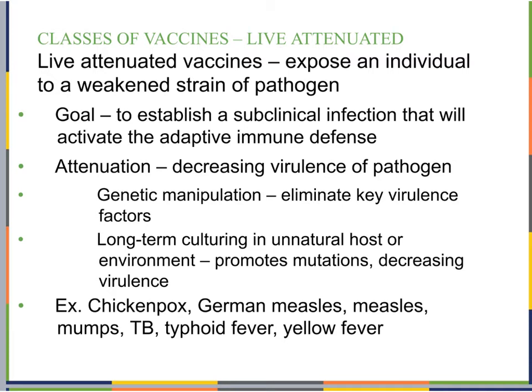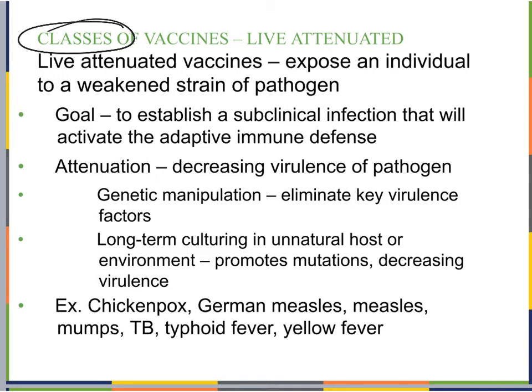So what we do is we go in and we modify them on purpose, and we modify them in different ways. So the first way that we're going to take a look at how we produce a vaccine, or the first class, I should say, the first class of vaccine that we're going to look at, is called live attenuated.